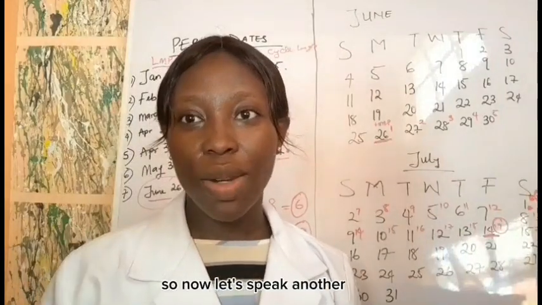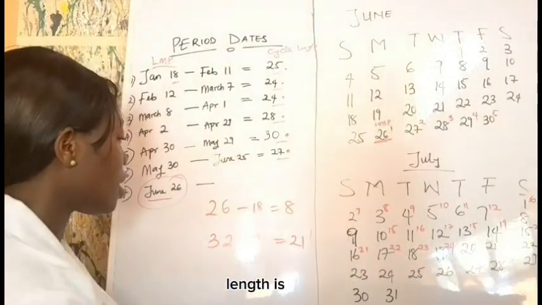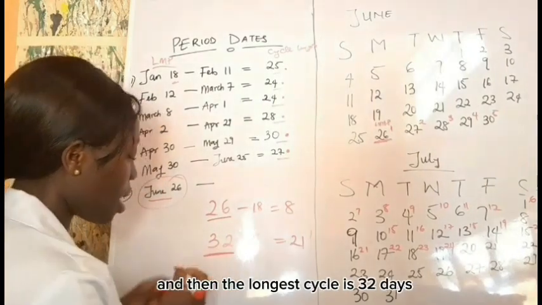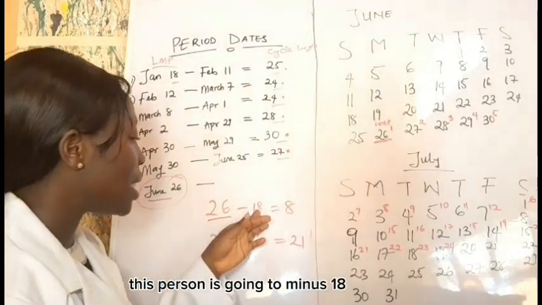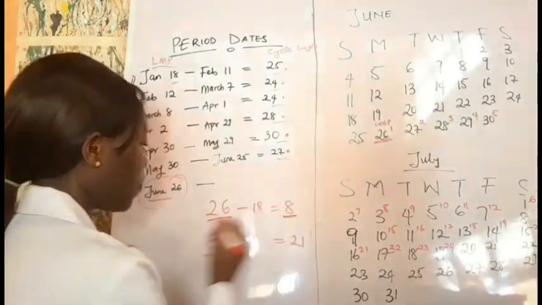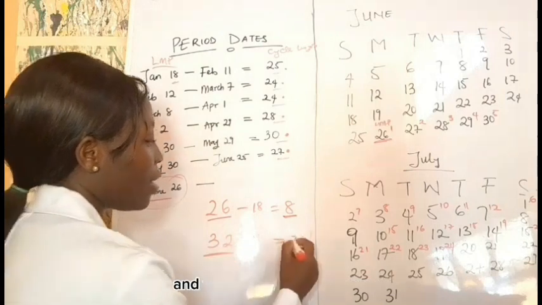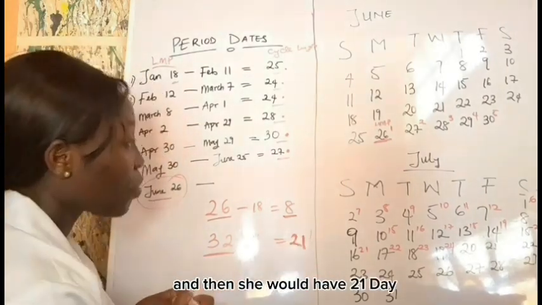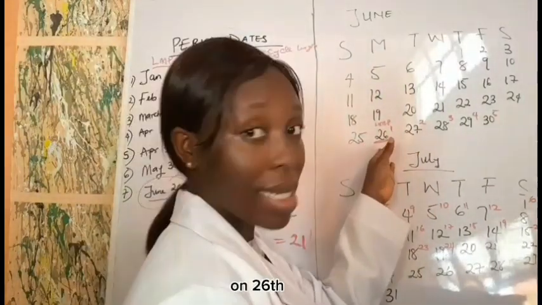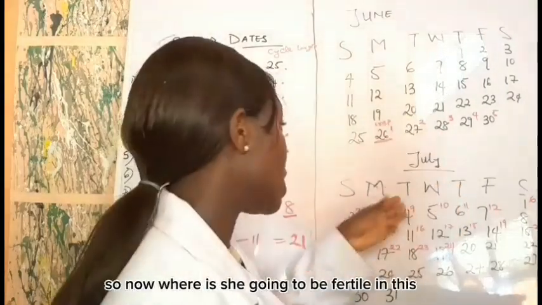So now let's pick another example. For someone whose shortest cycle length is 26 days and the longest cycle is 32 days, this person is going to minus 18 from 26 days, which would result in day 8. And for 32, she's going to minus 11 from 32, and then she would have 21 days. So she comes here, she sees her period for June on 26th of June. This is the first day she's seeing her period. So now when is she going to be fertile in this month?